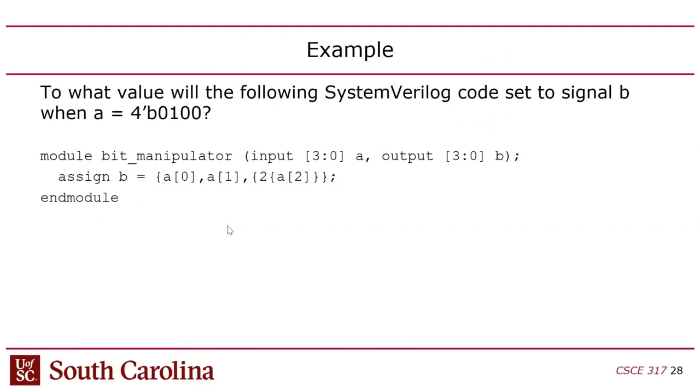Okay. What value will the following SystemVerilog code set signal B to when A is 0, 1, 0, 0, 0? In this case, I'm going to take B, and I'm going to set it to be bit 0 of A, so 0, its rightmost bit. Bit 1 of A, which is 0, and then duplicate bit 2, which is 1, 2 times. So it would be 0, 0, 1, 1.